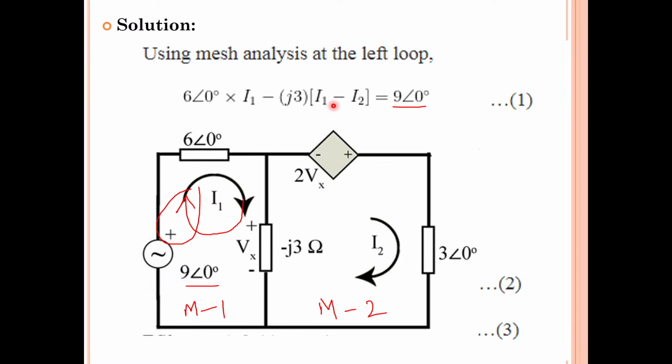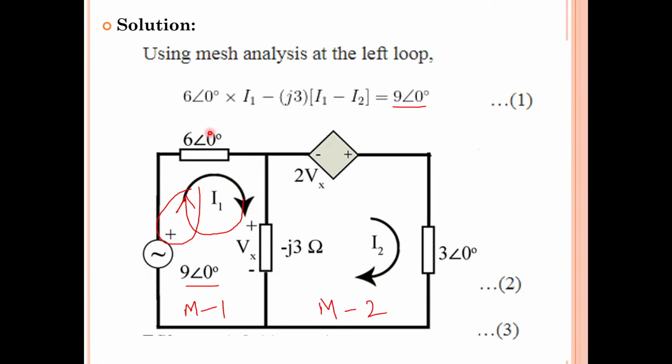You can write either on the left side or the right side. This I have already written long back, so don't worry about it. Since I have written it on the right side, I have left it, because modifying all these things would take some time. So 9 at an angle of 0 is equal to what? 6 at an angle of 0 into what is the current?